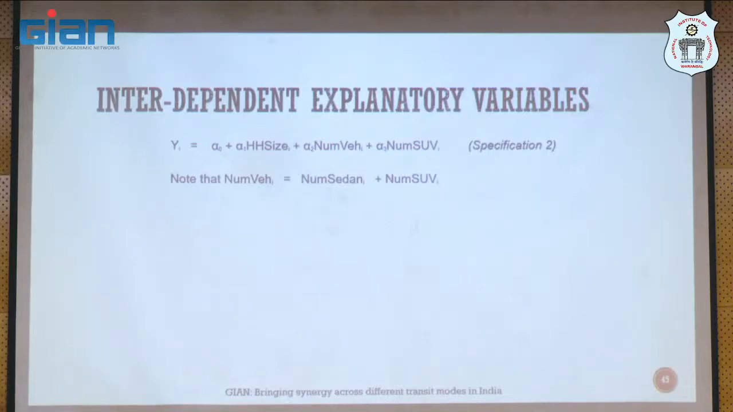If alpha 3 is positive, it tells you SUVs have more impact on trip making than sedans. If alpha 3 is negative, SUVs have less impact than sedans. If alpha 3 is 0 or insignificant, it tells you SUV and sedan are the same. We don't need to differentiate. So in this specification, I can actually decide with statistical confidence whether we even need this alpha 3 or not.